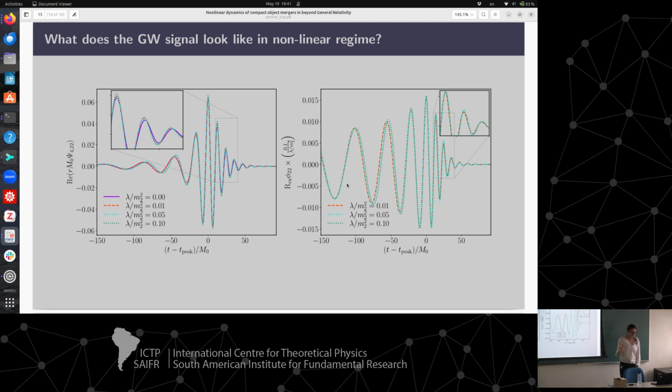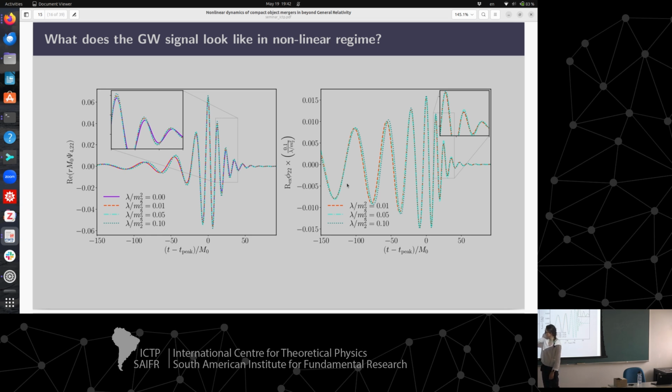But remember, I told you that we still expect a modification at leading order at -1 PN. And those are still small values for lambda, aren't they? Well, they're not that small. I mean, 0.1 is roughly the order of the tightest bound we have on this theory. So we've already constrained this theory to be around this value or smaller.